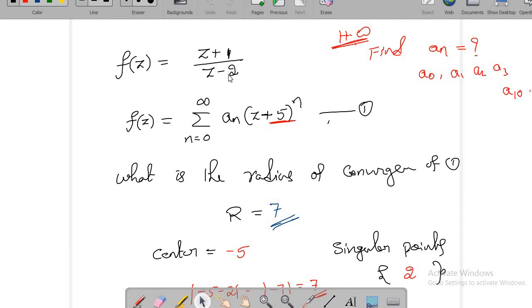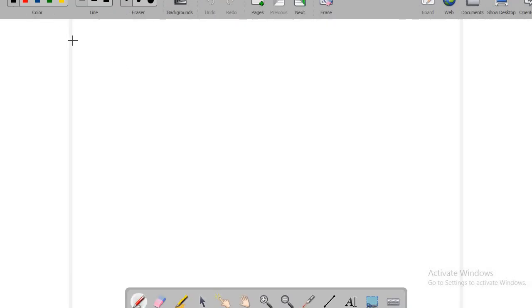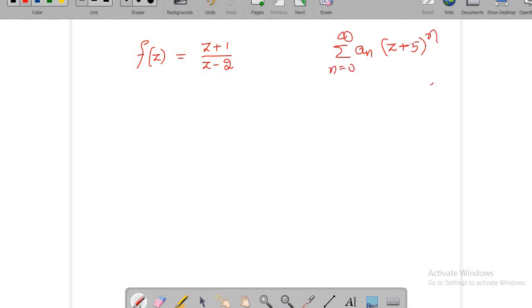What is the function? z plus 1 by z minus 2. So the function here is f of z equal to z plus 1 by z minus 2, and we want to write a series expansion, that is summation a_n into z plus 5 whole power n. Now the question here is, what is a_n? So let us try to obtain this.